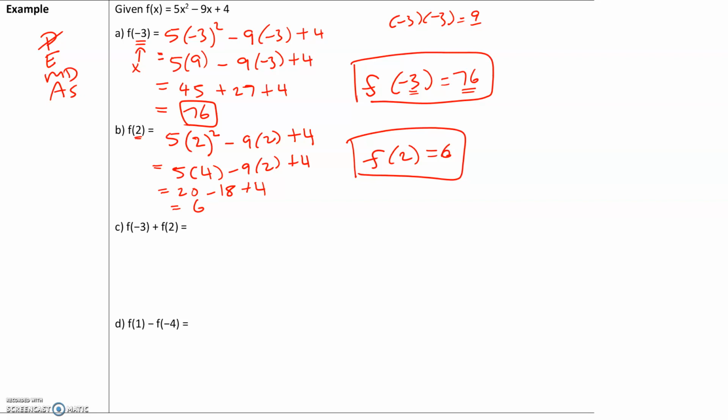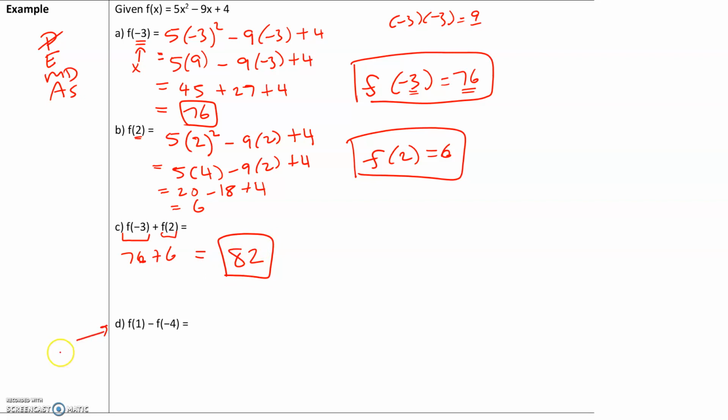Next, let's take f of -3 plus f of 2. Well, we know what f of -3 is. We calculated that to be 76. So when the input is -3, the output is 76. We know what f of 2 is. That's equal to 6. So when the input is 2, the output is 6. And so we have 76 plus 6, which equals 82.